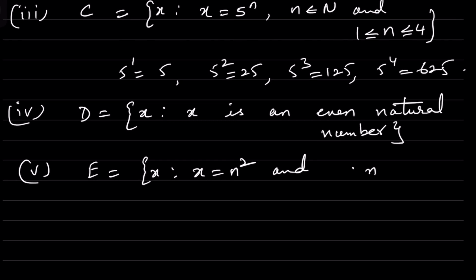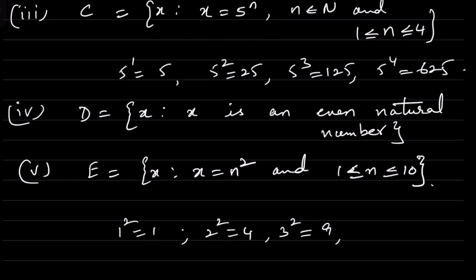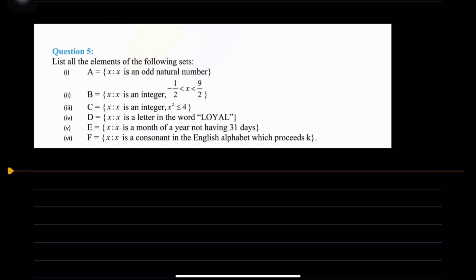So n lies between, it's not between, it is 1 less than or equal to n, less than or equal to 10. So therefore you can see this, 1 square is 1, 2 square is 4, 3 square is 9, 4 square is 16 and so on, up till 10 square is equal to 100. So this is our fourth problem. Now let's go to the fifth one.